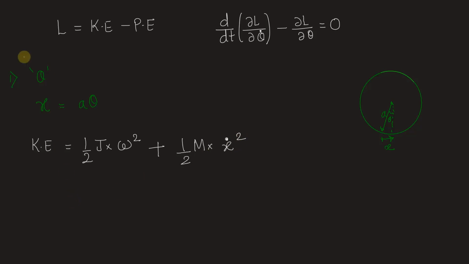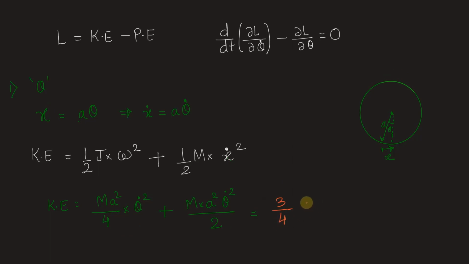Putting the given values, we get kinetic energy to be m a square by 4 into omega, which can be written as theta dot, whole square, plus x can be written as a theta. This will give us x dot is a theta dot, as a is a constant value. So we get m into a square theta dot square divided by 2. Adding these two terms, we get 3 by 4 m a square theta dot square.